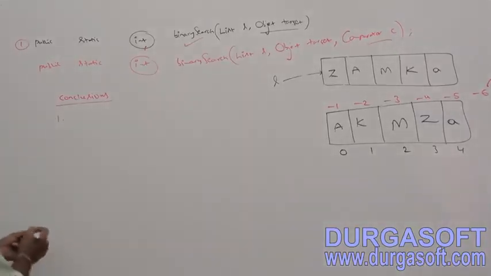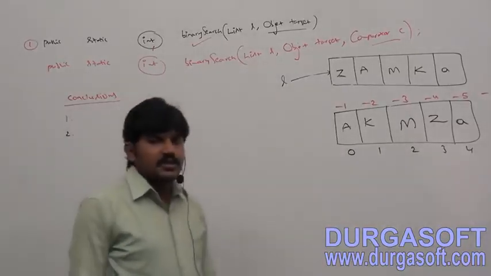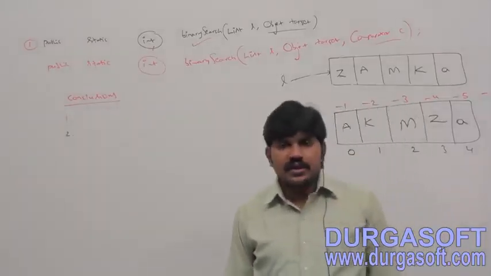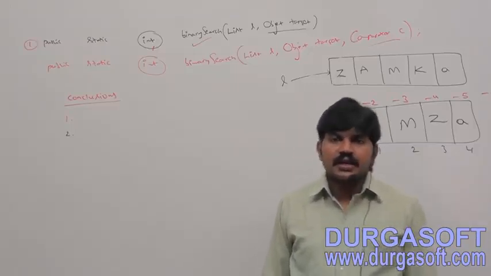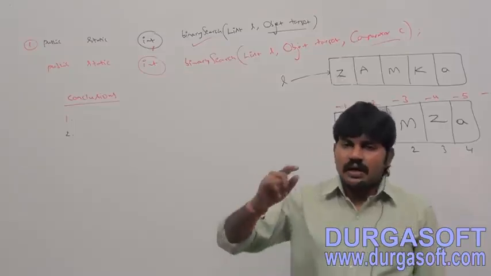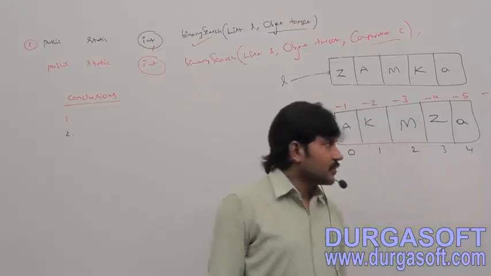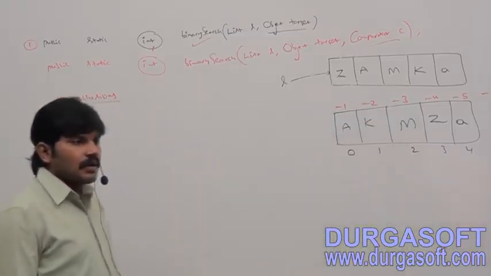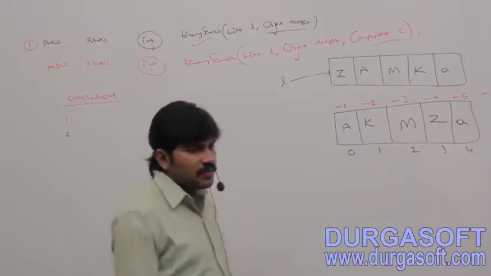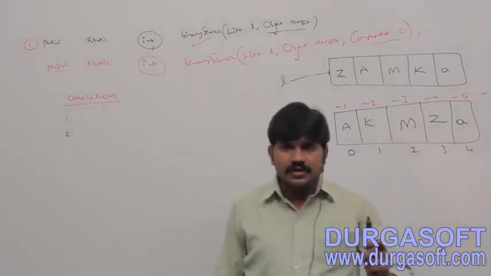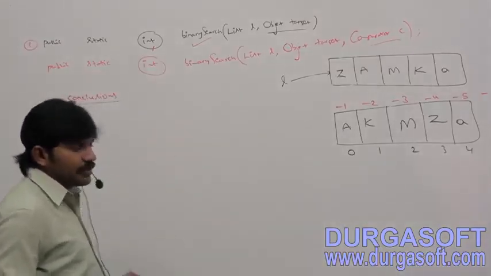Next, a successful search returns the index. Next point, an unsuccessful search returns what? An unsuccessful search returns the insertion point.